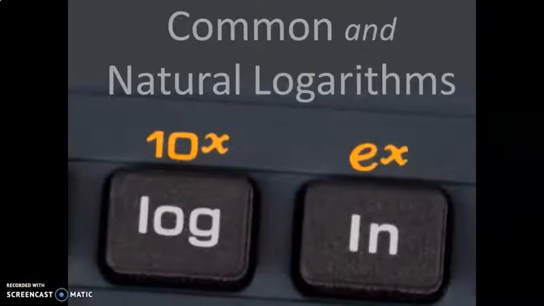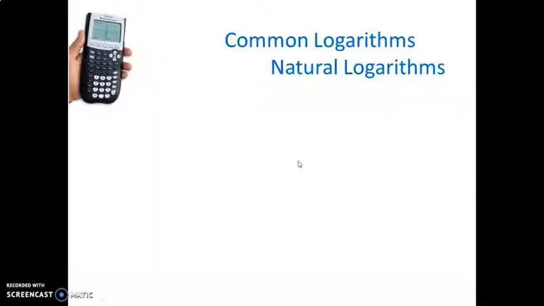Hi there, welcome to your lesson on common and natural logarithms. On your calculator, you may have noticed a logarithm button and also another button near it that says ln. That's a natural logarithm. We're going to look at these two most common types of logarithms in this lesson. So what are common and natural logarithms?